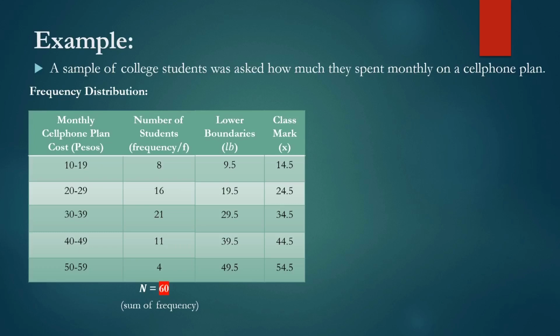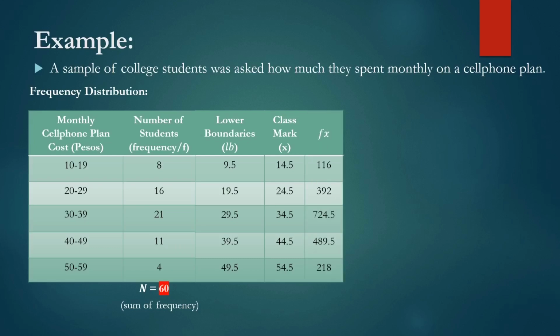Looking at 14.5 and 24.5, the common difference is 10. We can just add 10 to 24.5 to get the next number and so on, as a shortcut. And now, let's look at the frequency and the class mark to get the fx. We are going to multiply the frequency by the class mark.